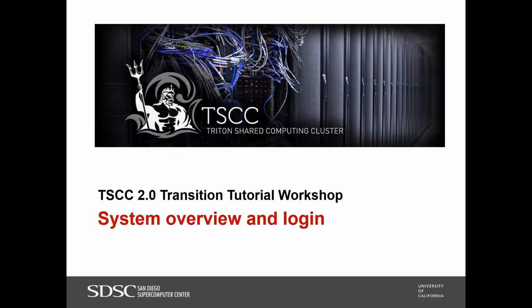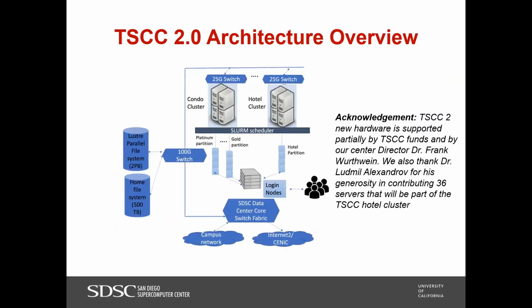Okay, let's have a system overview and login session. This is the general TSCC 2.0 architecture. We have many new things, and actually almost every part in this figure is new. Like we have a new Lustre file system, we have a new home file system, and we have a new switch connecting your nodes and our storage and the internet, and we have a new job scheduler, and we even have new hotel cluster nodes.